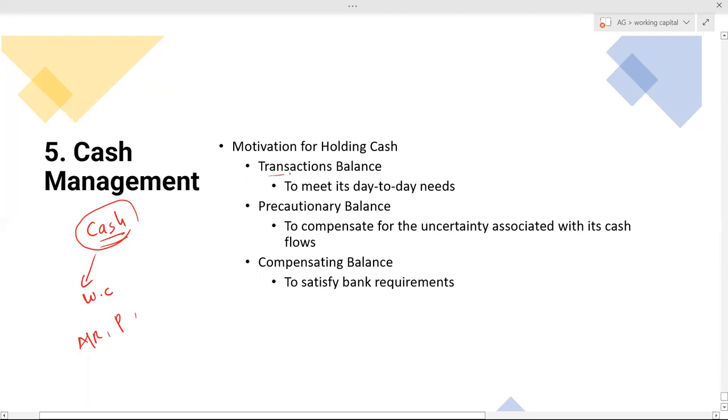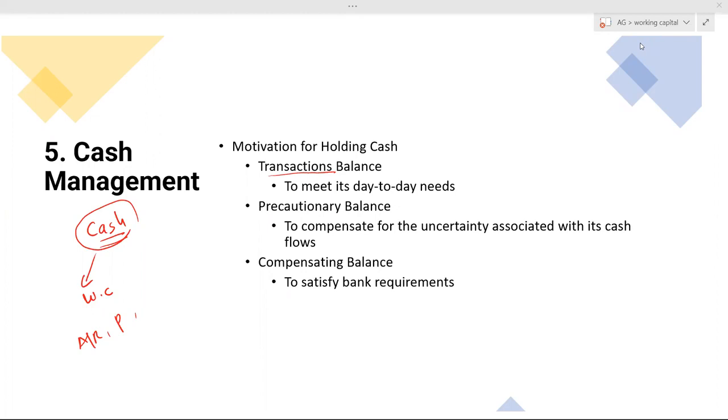Number one is the transaction balance. Transaction balance means we need to meet day-to-day needs. If you want to buy any asset, current assets, or for any operational activities, we need the cash. Okay. The examples may include, for instance, salaries or wages, interest payments. So these are some examples of transaction motives.